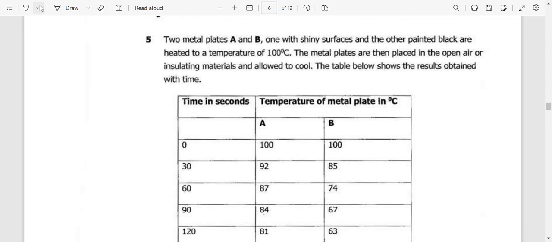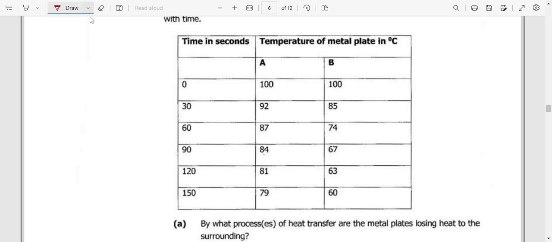Let's consider also question 5. Two metal plates A and B, one with a shiny surface and the other painted black, are heated to a temperature of 100 degrees Celsius. So we've got two, one is black, one is white, and they are heated to 100 degrees Celsius. The metal plates are then placed in the open air or on insulating material and allowed to cool. The table below shows the results obtained with time.